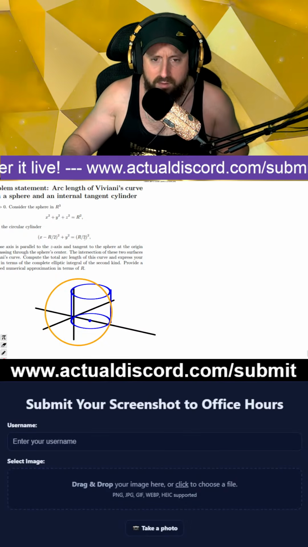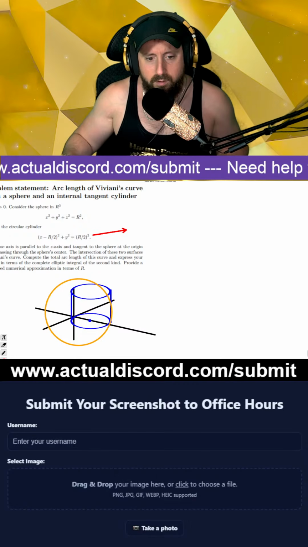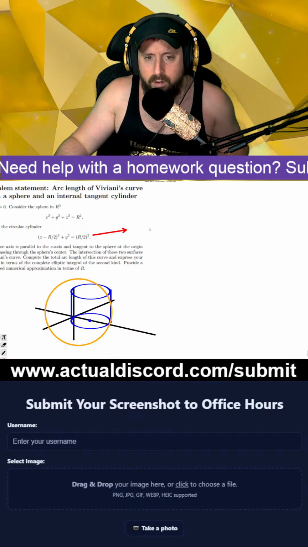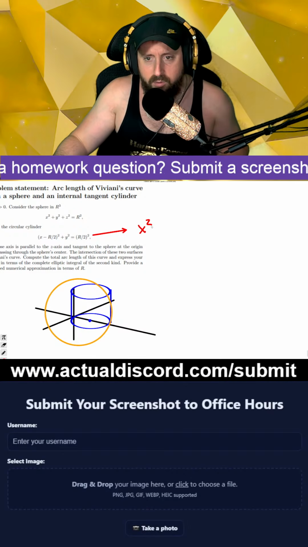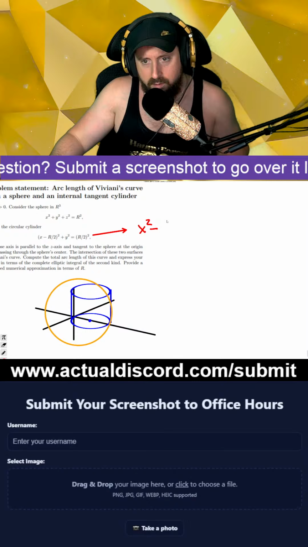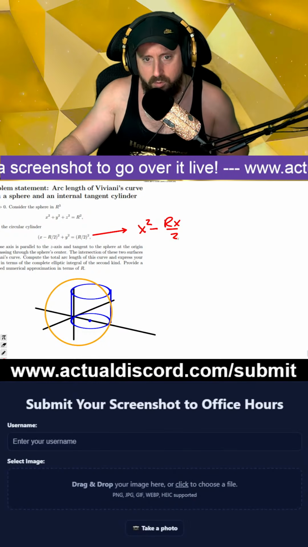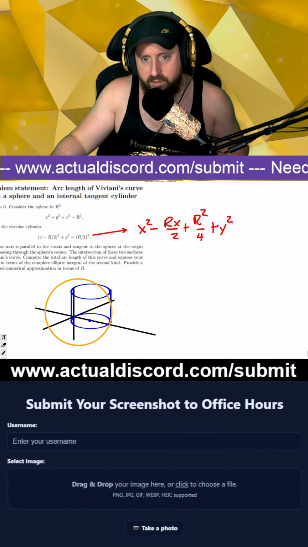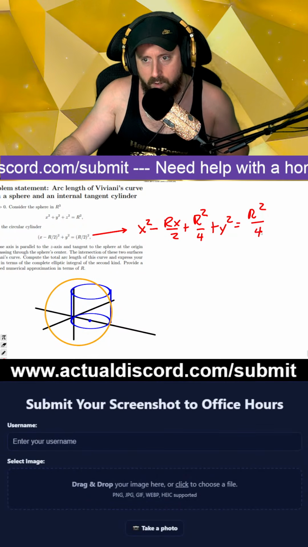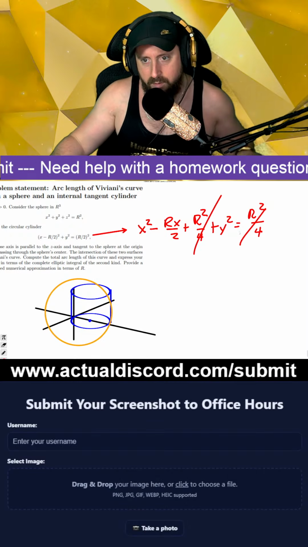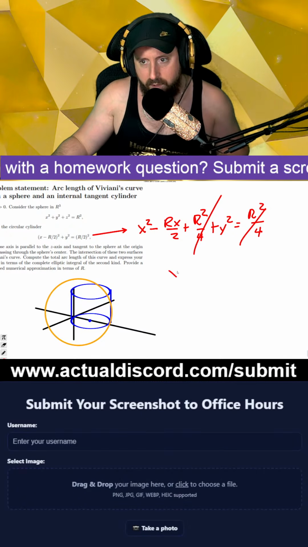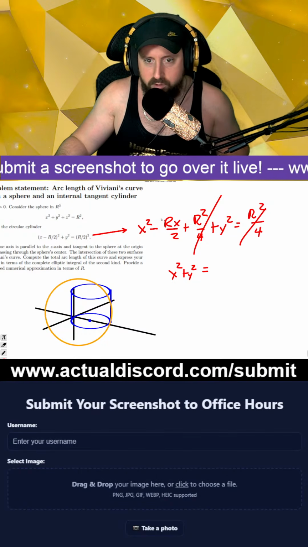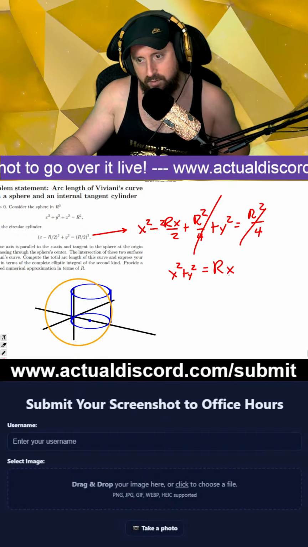Oh, okay, wait one sec. I think we can simplify this now, right? Okay, let's try simplifying this. So, what's that going to be? That's going to be x squared minus 2rx over 2 plus r squared over 4 plus y squared is equal to r squared over 4. Yeah? So then this goes away, this goes away. So then I'm left with x squared plus y squared is equal to... Oh, wait, and there's a 2 on this one, too. Oh, it's just equal to rx. Okay.